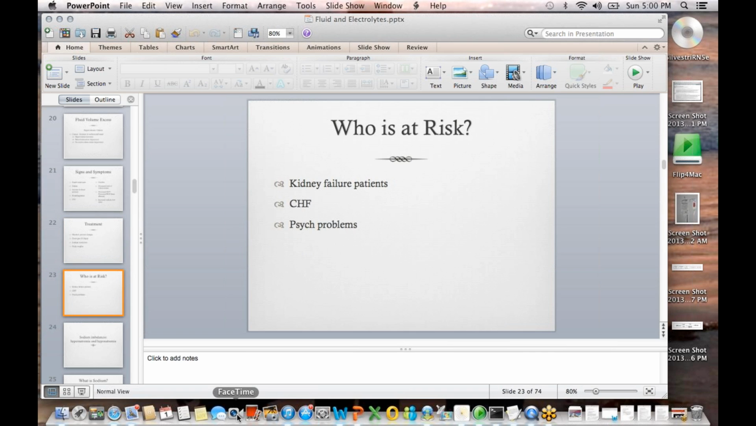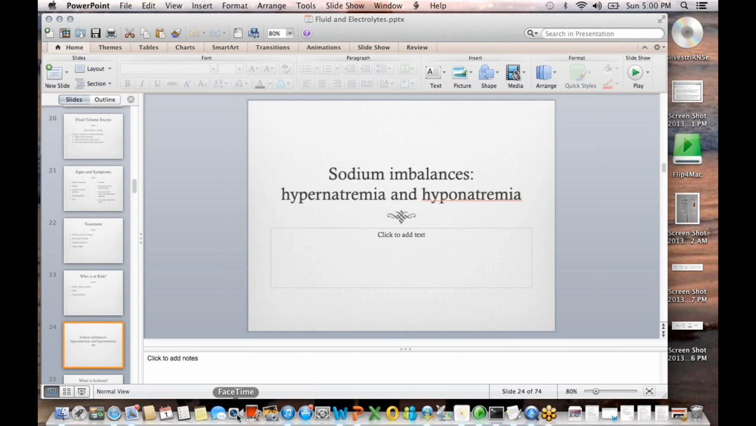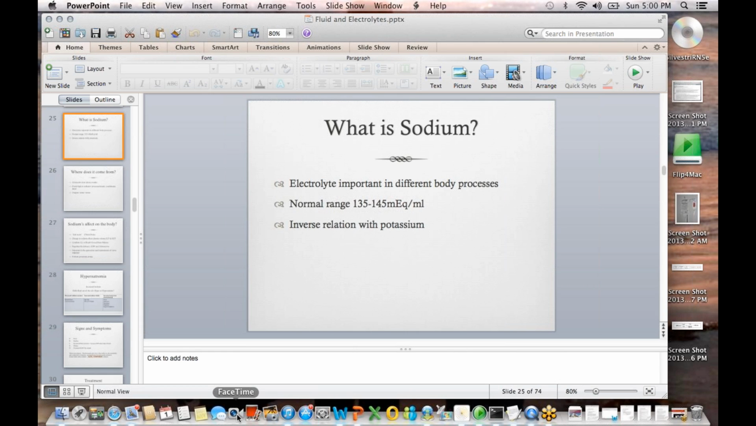So, like we said, we talked about this with CHF patients with kidney failure because they're not voiding all the excess fluid, and then psychological problems we talked about, patients with obsessive compulsive disorder. They're going to be drinking a lot, and they can cause hypervolemia and dilutional hyponatremia. So sodium.